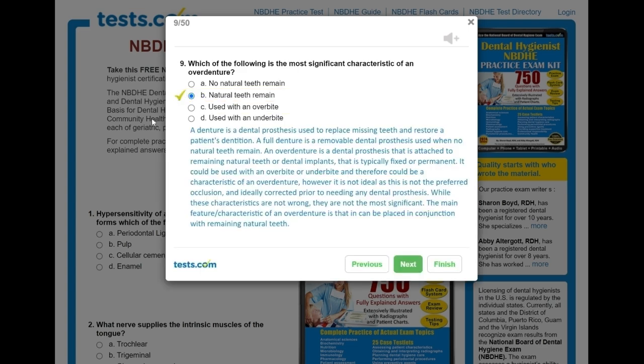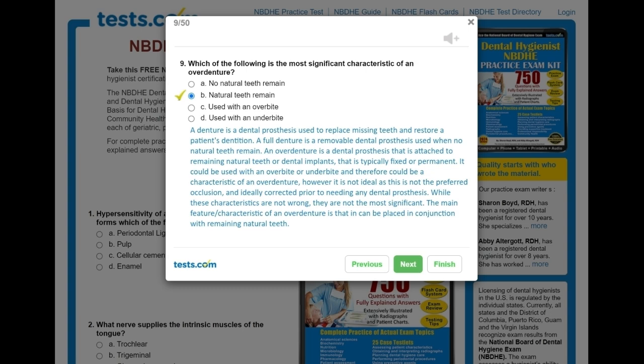B. Natural teeth remain. A denture is a dental prosthesis used to replace missing teeth and restore a patient's dentition. A full denture is a removable dental prosthesis used when no natural teeth remain. An overdenture is a dental prosthesis that is attached to remaining natural teeth or dental implants that is typically fixed or permanent. It could be used with an overbite or underbite and therefore could be a characteristic of an overdenture.